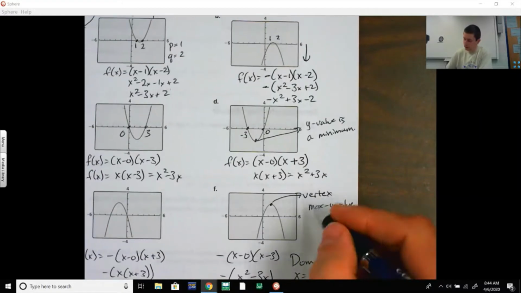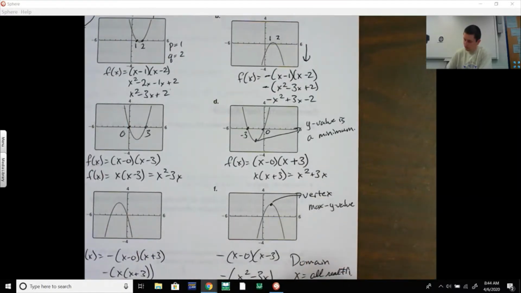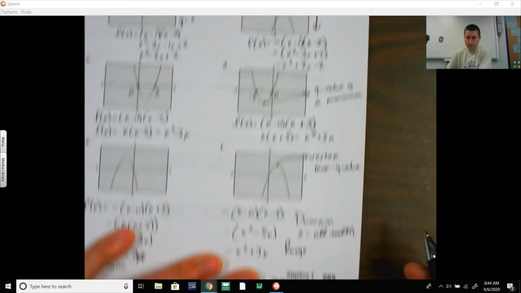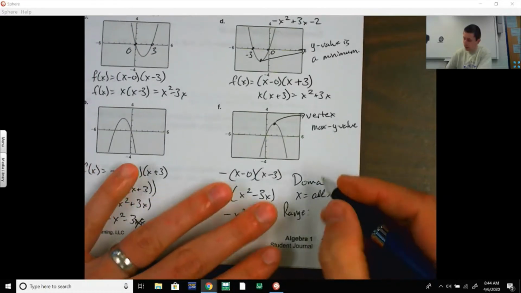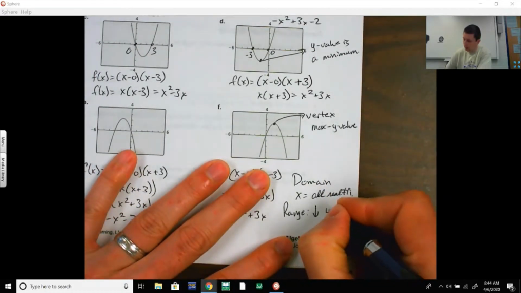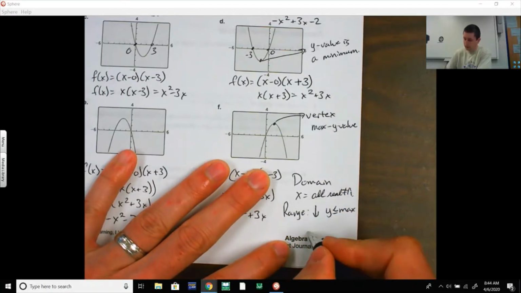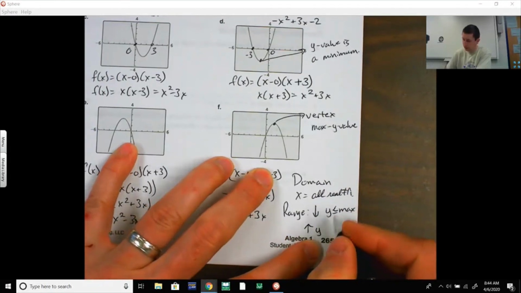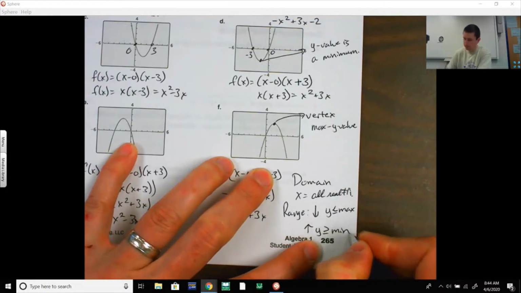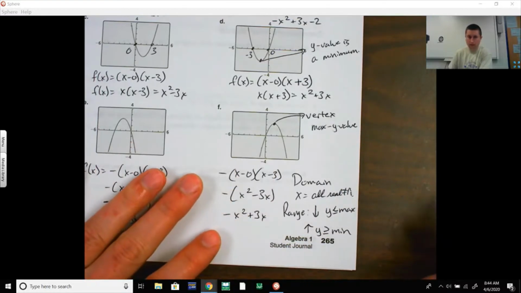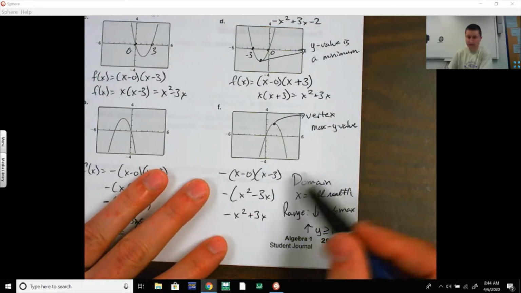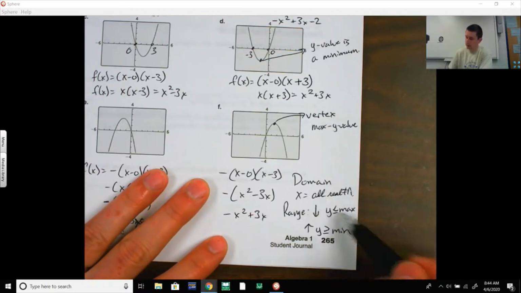The range is going to change. So if your graph goes down, your y is less than or equal to your maximum. And if your graph goes up, your y is greater than or equal to your minimum. Okay? So the domain always stays the same. That's the easy one with this. The range is going to change.